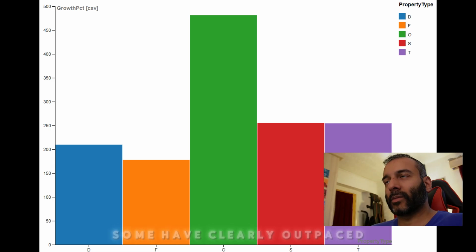Some have clearly outpaced the rest, and that reflects deeper shifts in demand, lifestyle and how people choose where and how to live. And if you're looking to understand the UK housing market, then this type of breakdown is essential, because it doesn't just show that prices are rising, it also shows the structure of the market itself and how that's evolving.